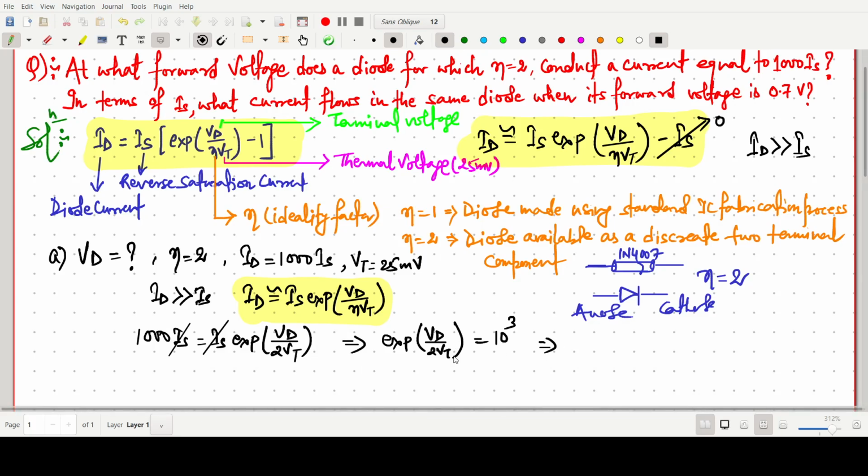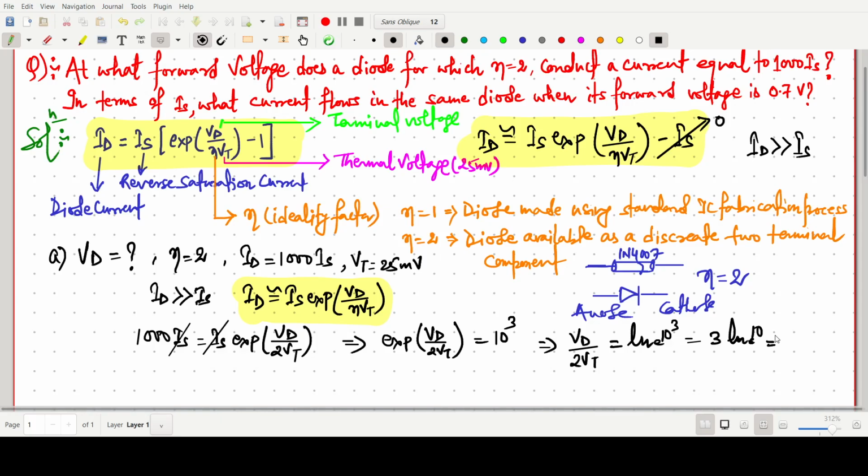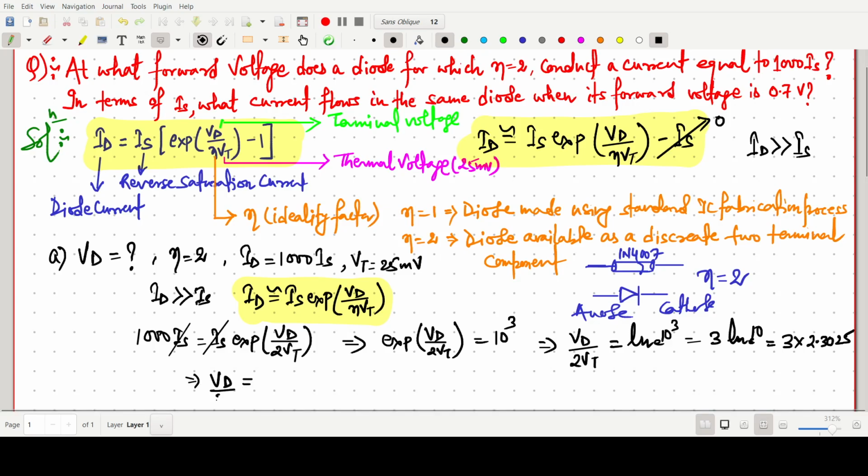If we solve this one, we can write VD by twice VT equals ln e base 10 to 3, or in general ln 10. Then the ln 10 value we can easily write as 3 into 2.3025, if we calculate this value. So in the next line one can write VD by 2VT equals 3 into 2.3025.